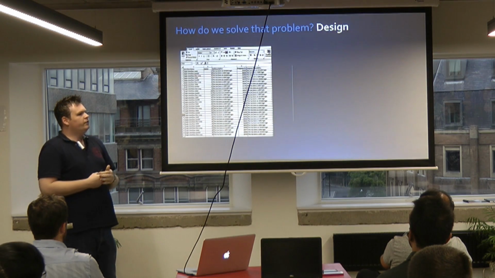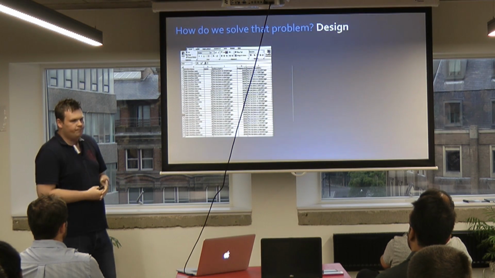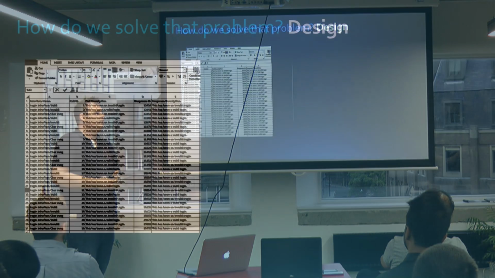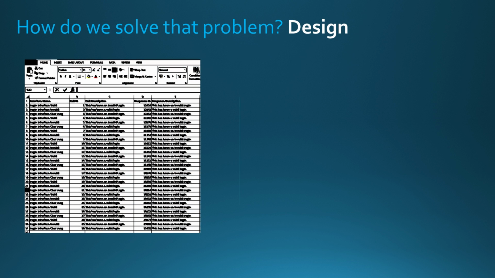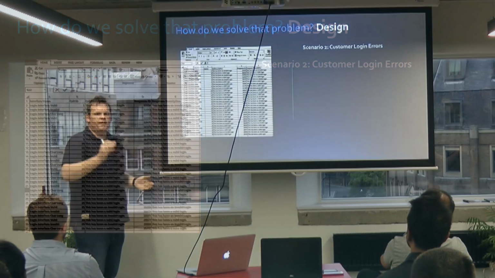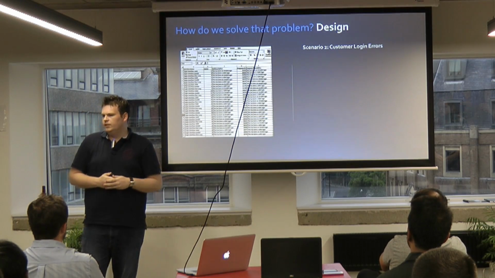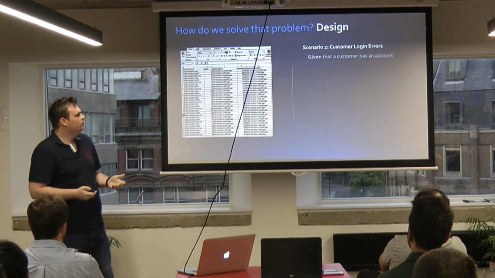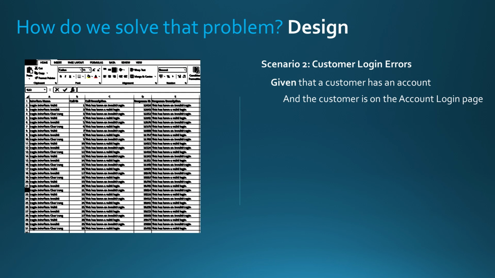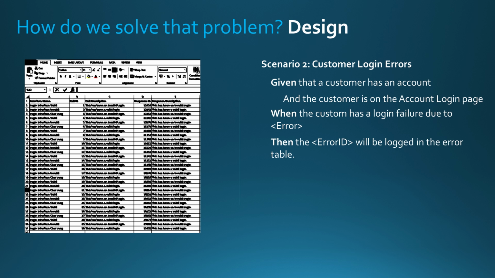Now, design is a bit of a difficult one. Again, as I said previously, it's an outside-in approach, so it shouldn't go too technical. I think you can, though. Let's take an example where the developers put a massive, big, great spreadsheet together which describes all the errors that you can experience at login. Well, you can put that into Gherkin as well. So given that a customer has an account and the customer is on the account login page, when the customer login results in the following error, and notice I'm not describing the error there because I'm going to show you something else, then error ID will be logged in the error table.